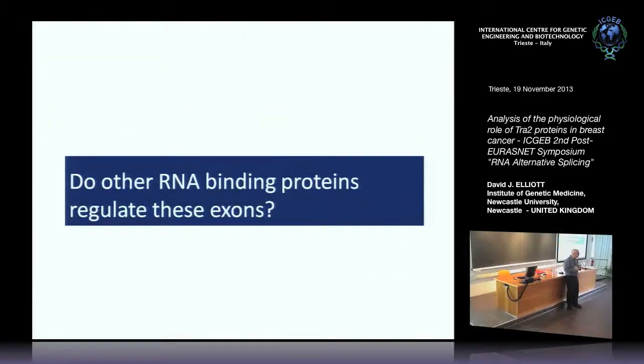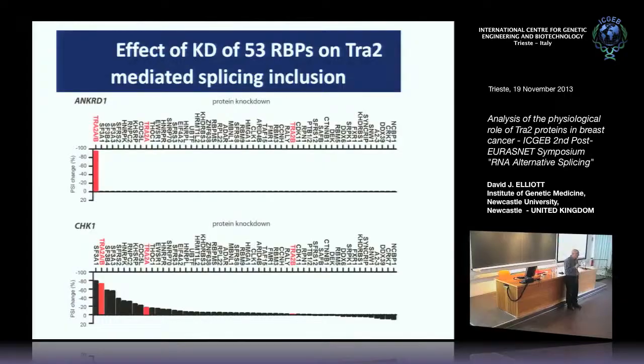So do other RNA binding proteins affect these exons? This is the last piece of data I'm going to show you. We looked at these 2 exons in the 231 cells, which were either treated with the control siRNA or were depleted for one of 53 different RNA binding proteins. Now, in this plot you notice a negative number. If there is a bar here, it means there is an inhibition of splicing.